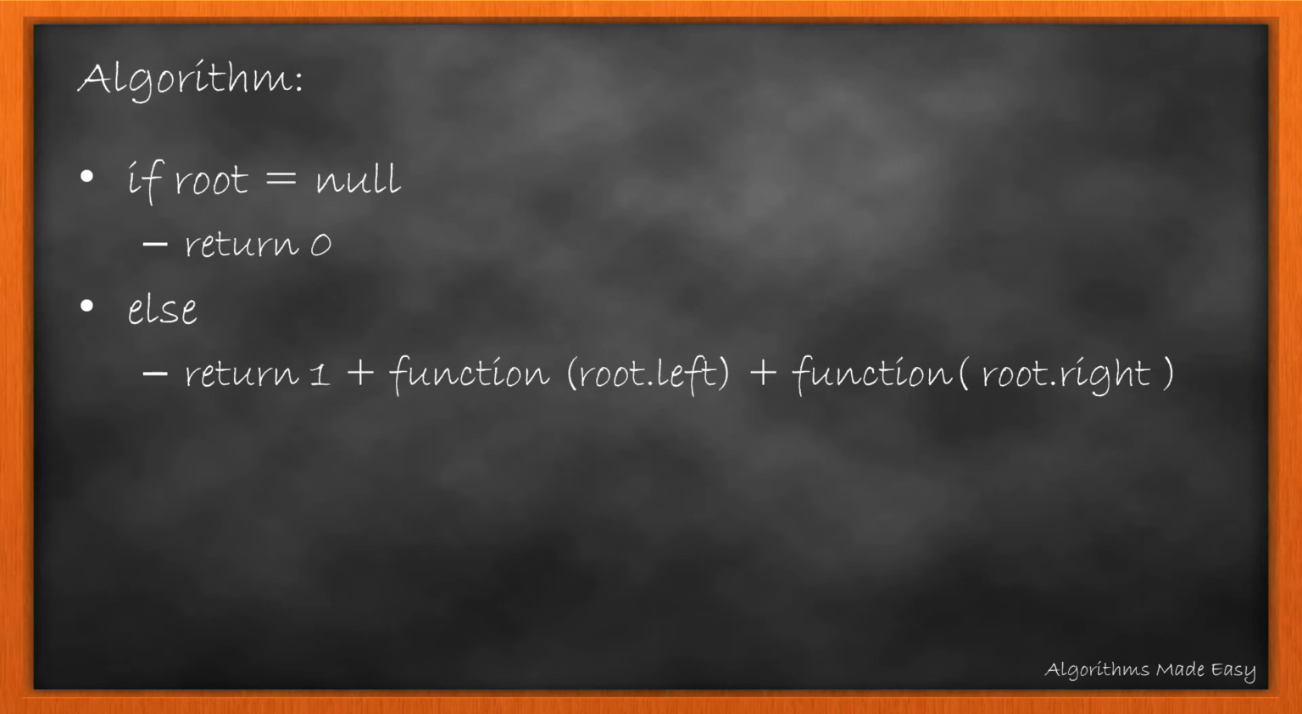The naive solution here will be to traverse all the nodes and increase the count while traversing. It can be done as follows. If the root is null, we return 0. Else, we recursively call the function on left and right of the root while increasing the count by adding 1 to it. Let's see it visually.